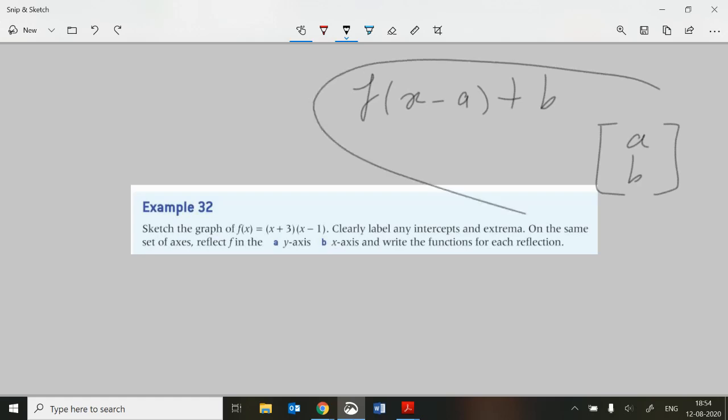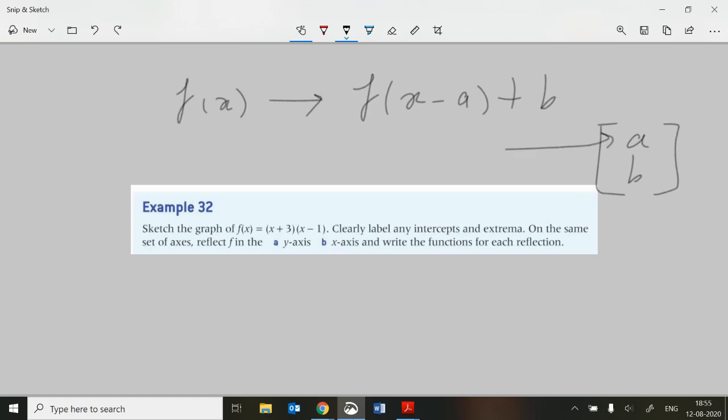Okay, this is fine. We're talking about translations. If we go from f of x to this function here, then that gives us a translation of a, b for our original function. Remember, with vectors, the a represents the horizontal shift and the b represents the vertical shift or translation there. Okay, we should say translation, not shift. If you say shift, you're going to lose marks in an exam.